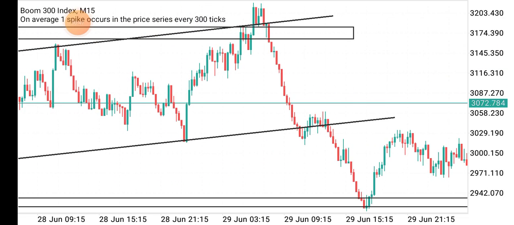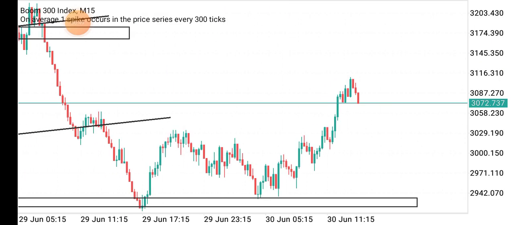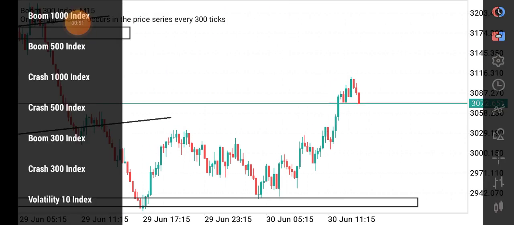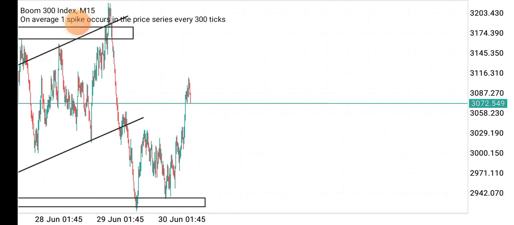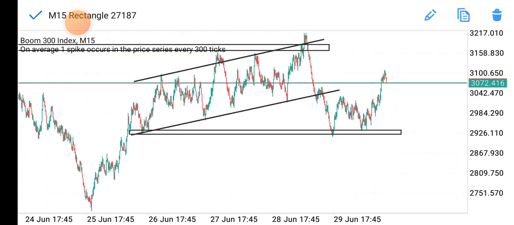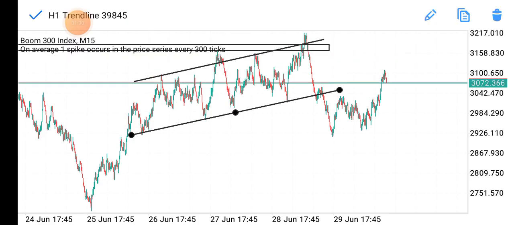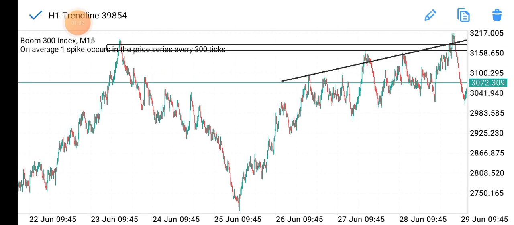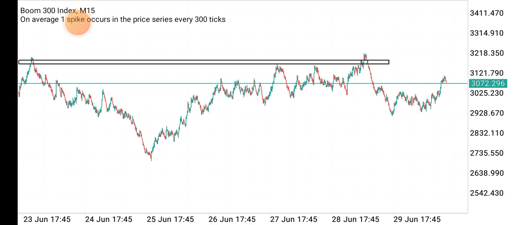All right, so currently I'm on the 15 minutes time frame on this Boom 300 index, and I already marked out a lot of stuff. I would want to clear the chart and then show you some little stuff. Let me remove all these lines and drawings, and then I'll put them back as I explain, so you can learn from it too, guys.